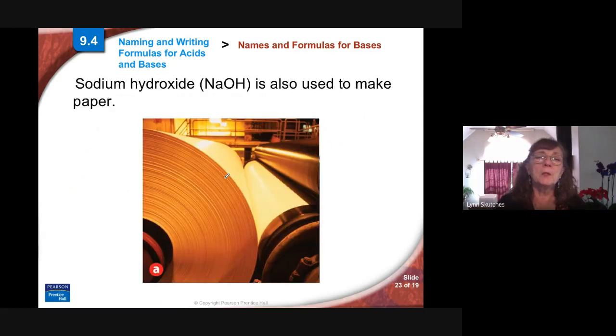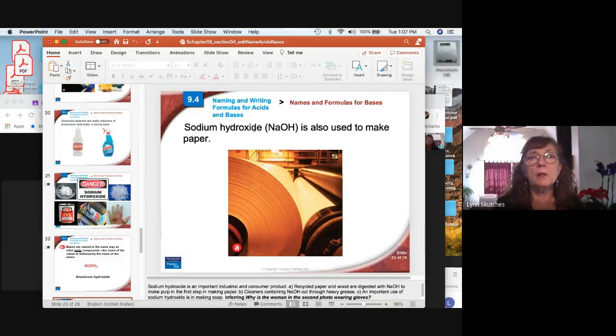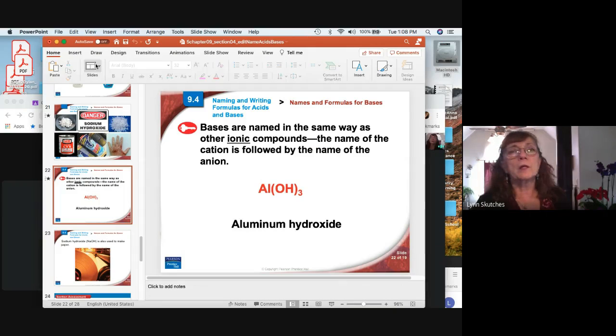Okay, and the last little picture from your book is a picture of a paper mill, and they say that sodium hydroxide is used in making paper, and it's to help, I guess, to help break down the paper into pulp.